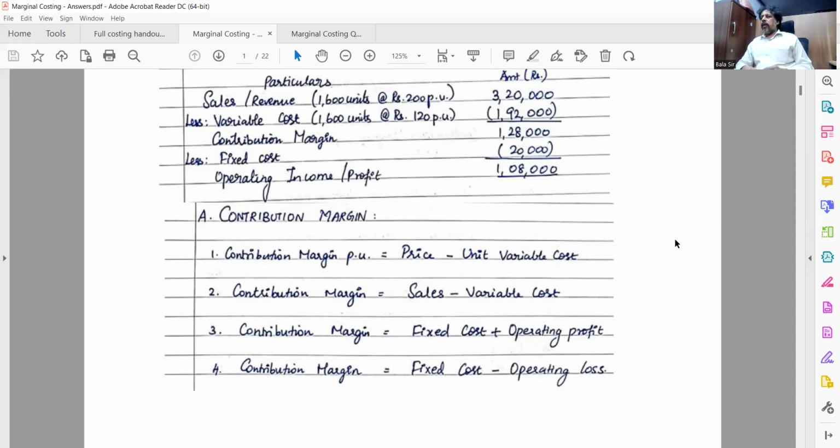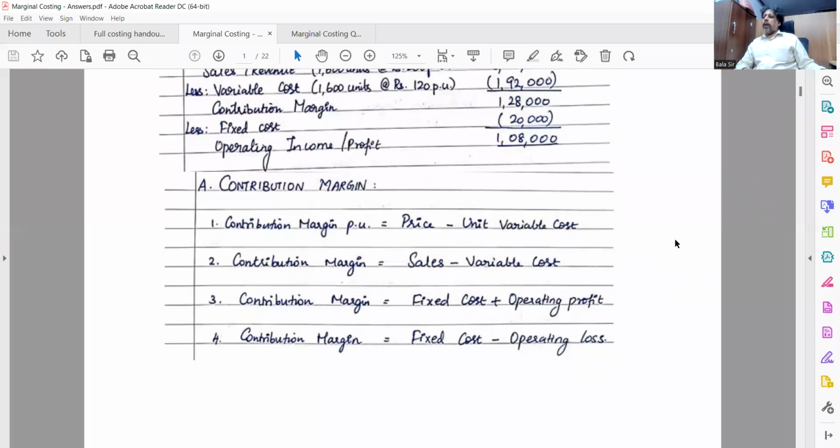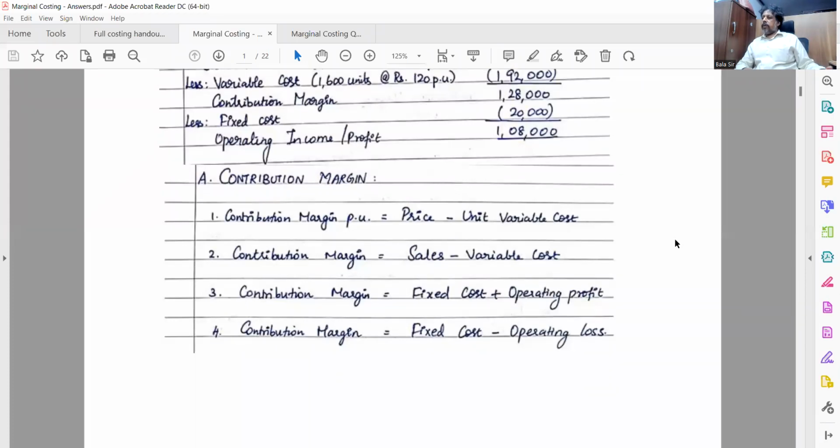Working backwards. So remember, if you add your fixed cost and profit for the year, you will get the contribution amount. When I say contribution amount, I'm referring to a contribution margin, not per unit, contribution, right? It is rupees 1,28,000 for year 2, if you add up 20,000 and 1,08,000. Next. Contribution margin is equal to fixed cost minus operating loss. If there is a loss, then you subtract. Profit, you add up, right? That's it. These are the possible equations under contribution.